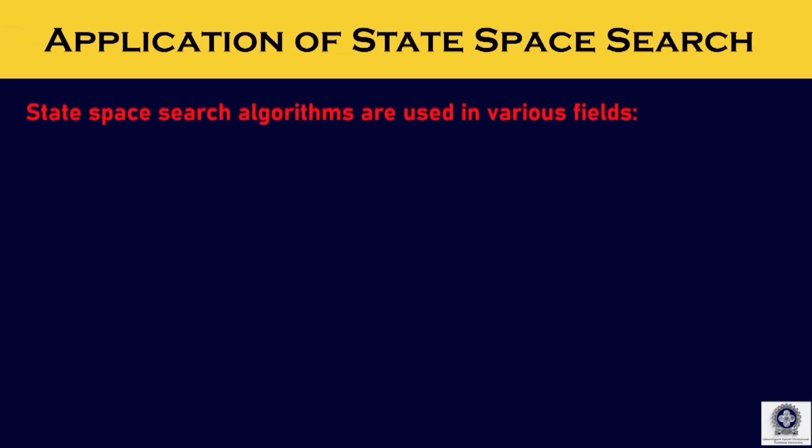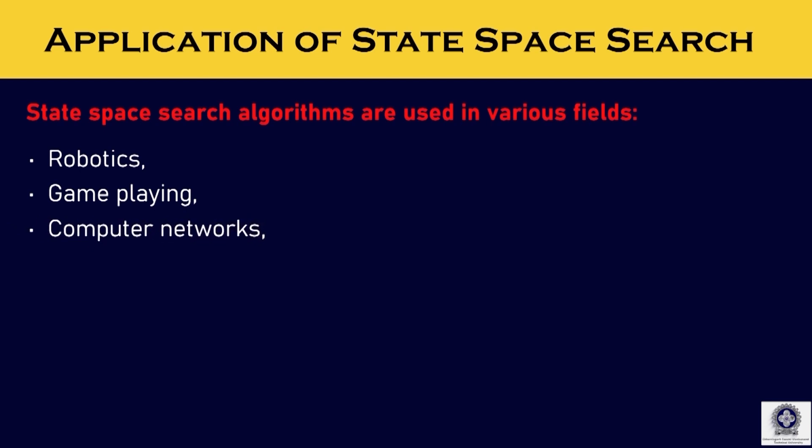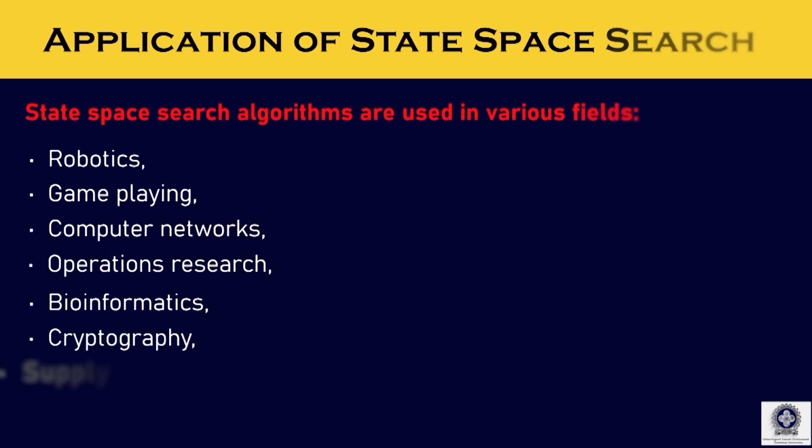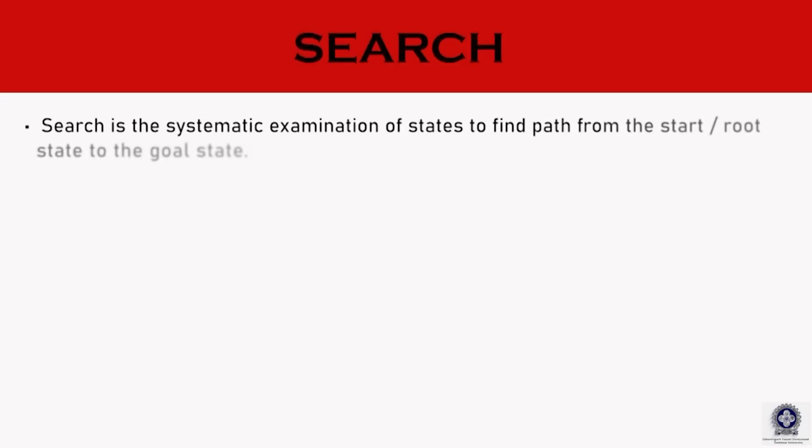Application of state space search. State space search algorithms are used in various fields like robotics, game playing, computer networks, operations research, bioinformatics, cryptography, supply chain management. Search. Search is the systematic examination of states to find a path from the start or root state to the goal state.